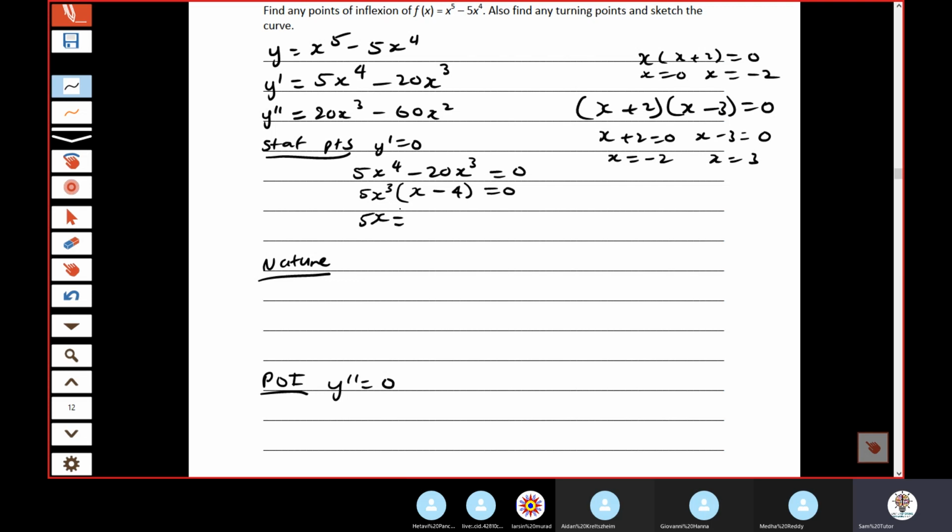Yeah, in other words, you're doing this, just so you know, 5x cubed equals 0. 0 divided by 5 is? Cube root of 0 is? That's why we're ignoring it. And then, what's your next answer? X equals?